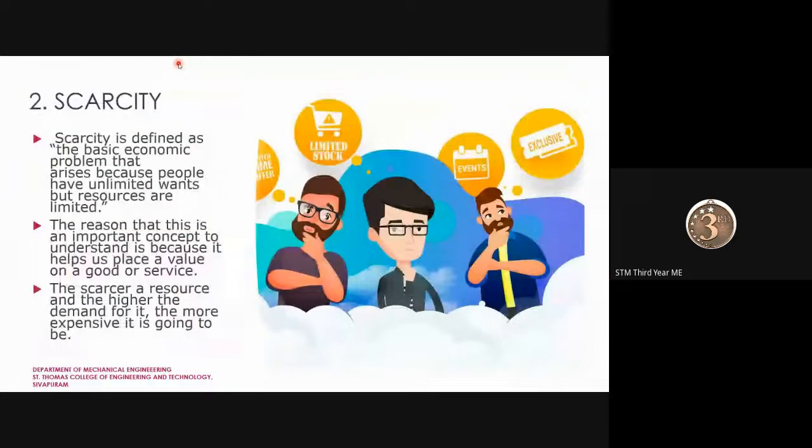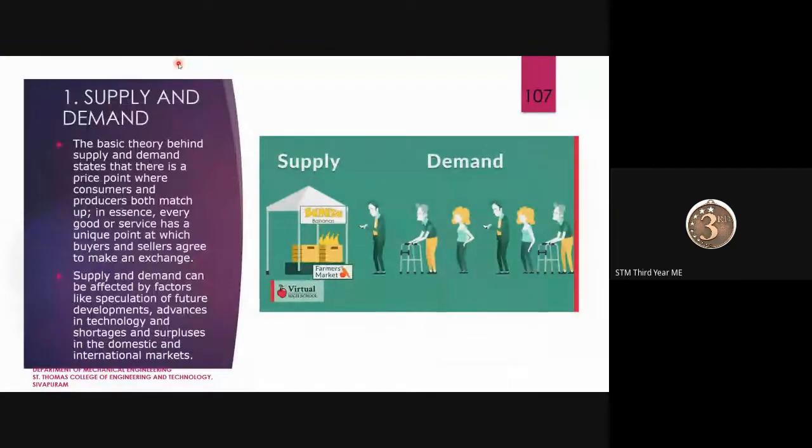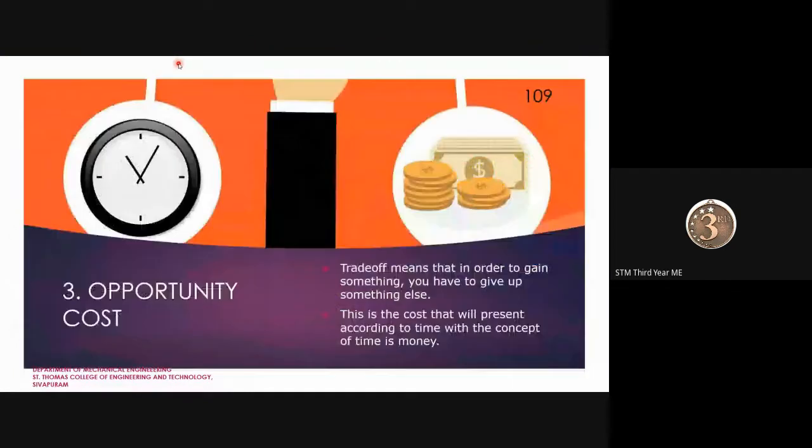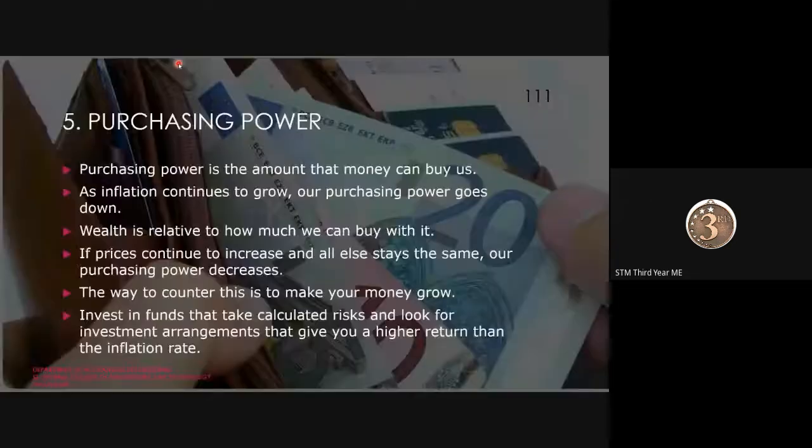So some of the economic aspects that control design are supply and demand. Second one is scarcity. Third is opportunity cost. Fourth is time value of money. And fifth is purchasing power.